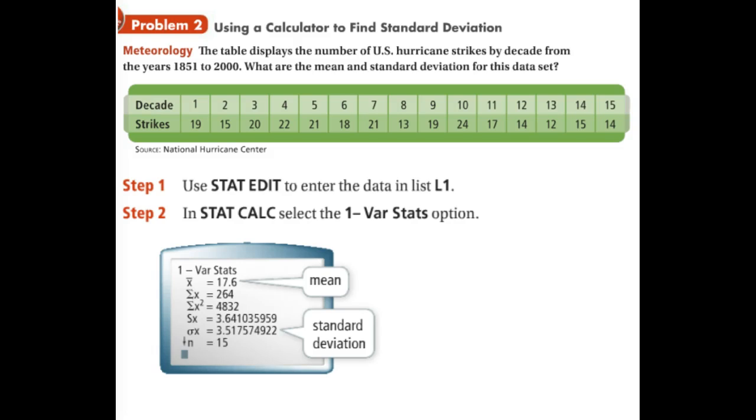For our first example here, it says the table displays the number of U.S. hurricane strikes by decade from the years 1851 to 2000. What are the mean and standard deviation for this data set? Now we have 2 rows of numbers here, but the top number is just giving us the decade. So we started in 1851, go out 10 years, so this would be 1861. We don't need the top row of numbers. We're just looking at the hurricane strikes. I'm going to pause the recording for a minute. I want you to enter all the numbers in that lower row into list 1.